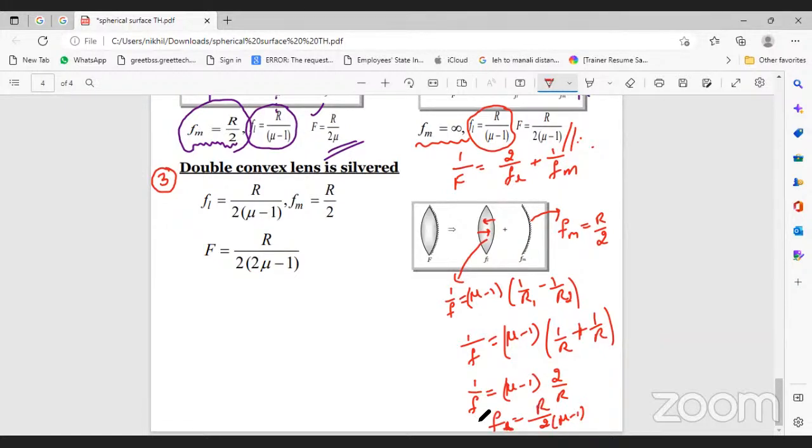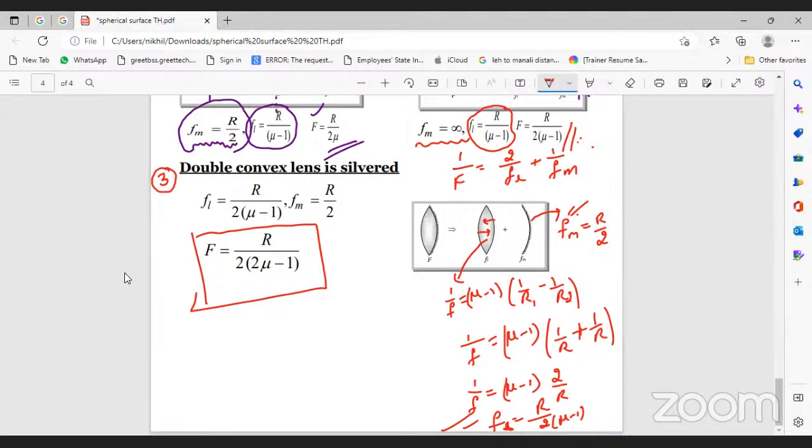Now, by using this focal length of the lens and the focal length of the mirror, can't you calculate capital F? So capital F is found to be what? R divided by 2 into (2 mu minus 1).